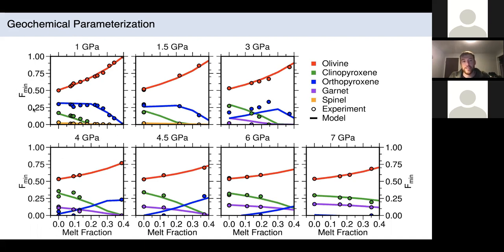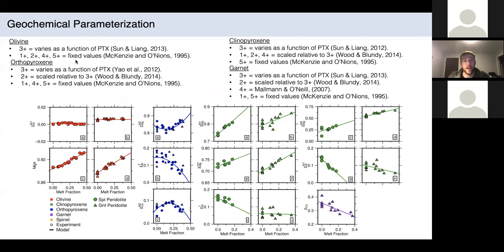So each of these is modal mineralogy as a function of melt fraction at different pressures. So you can see olivine, clinopyroxene, orthopyroxene, garnet, etc. And you can see our model fits the data reasonably well. We also parameterize our partition coefficients for each element based on different parameterizations that vary as a function of melt chemistry, melt fraction, and pressure and temperature. And the majority of these are from Sun and Liang or Yao 2012.